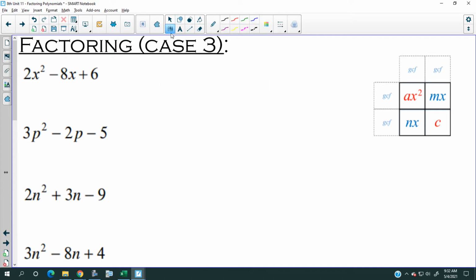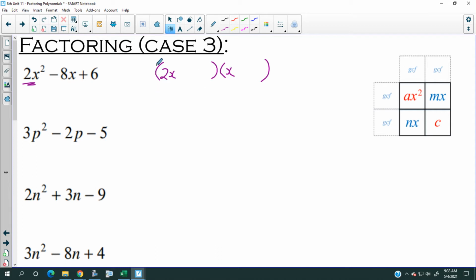So that means we have to do it slightly differently, but not that much different. We're going to take baby steps here. Now, here I need the 2x squared, so one of these has to be 2x, and the other one has to be x. There's no other combination, because 2 is a prime number. The only factors are 1 and itself. So you see that.